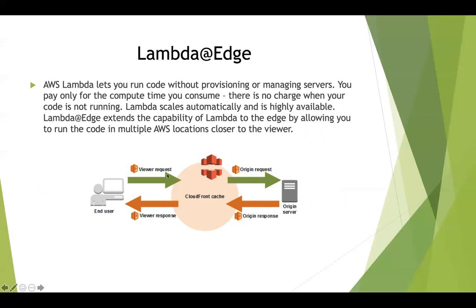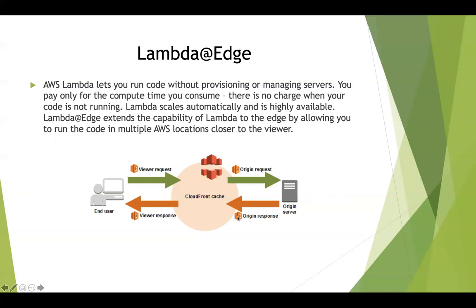Just to reiterate, viewer request is where you can run your function before it checks whether the object is in the CloudFront cache. Origin request is where CloudFront goes ahead and checks with the origin server whether the object is there or not. If the object is already present in the CloudFront cache, this function will not run.